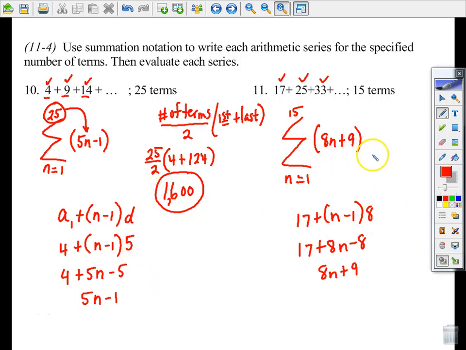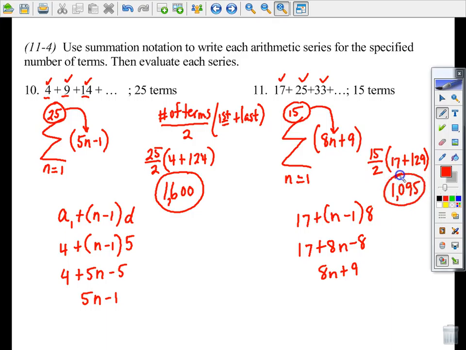Okay, and let's go ahead and do this one over here. Number of terms divided by 2. First term is shown. Last term I can't see yet, but let's figure it out. Let's just let n be 15. 8 times 15 plus 9 is 129. It's my last term. So 15 over 2, which is 7.5, times 17 plus 129, and we get 1,095.